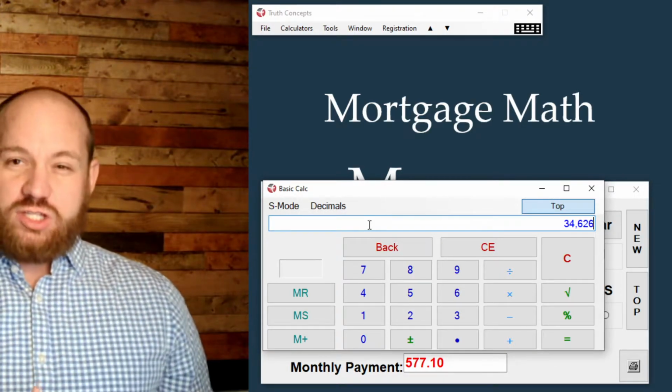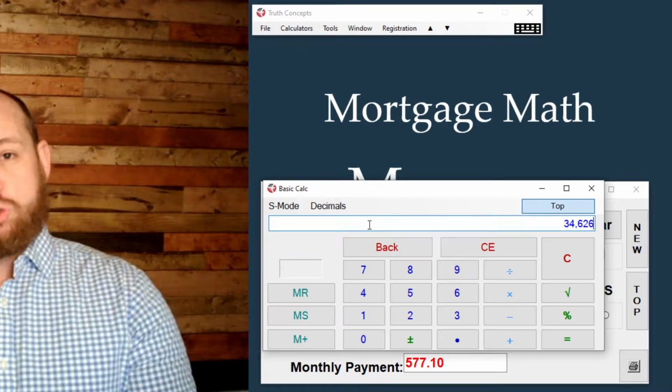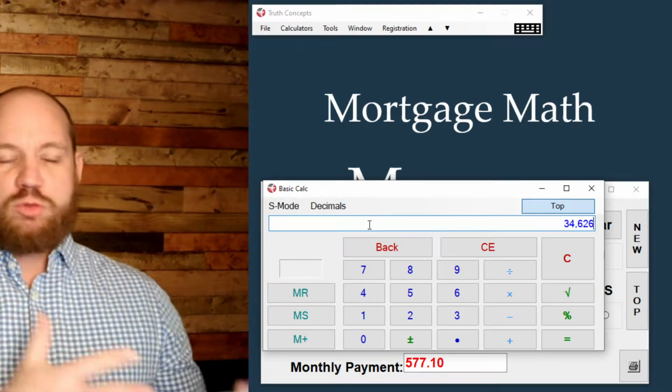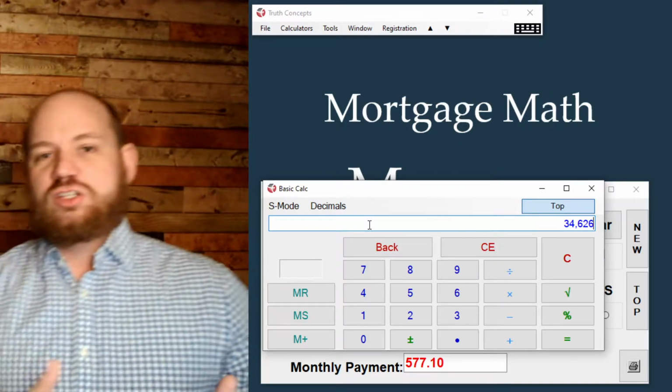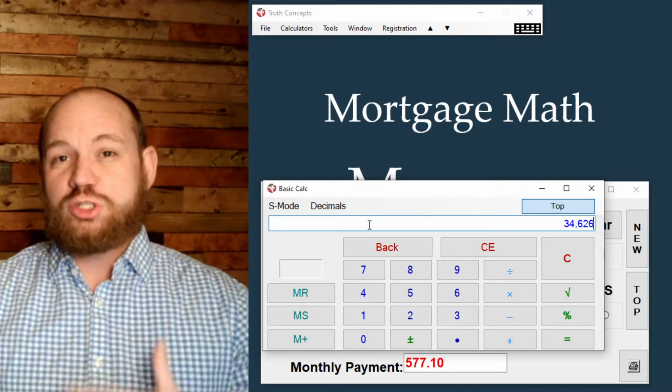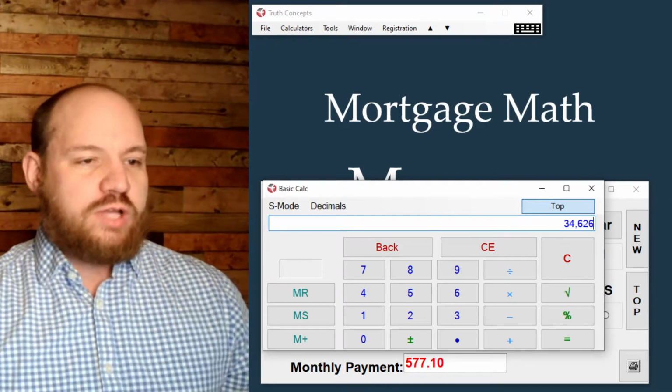The other calculation that we need to do is the opportunity cost. A lot of people don't understand that whenever you make a decision and you choose one thing or the other, you're choosing opportunity cost or you're choosing to pay interest cost. Let's look at what that would be.